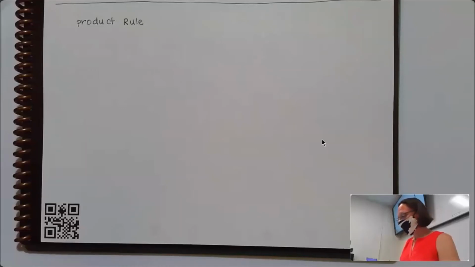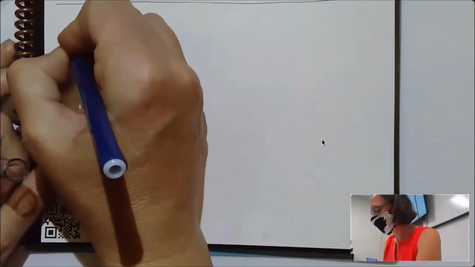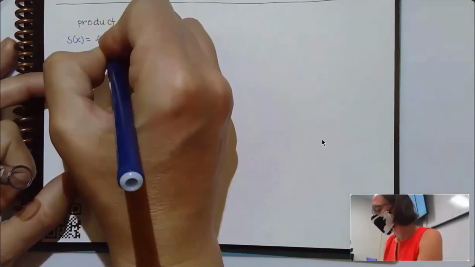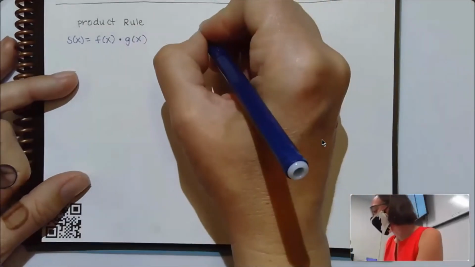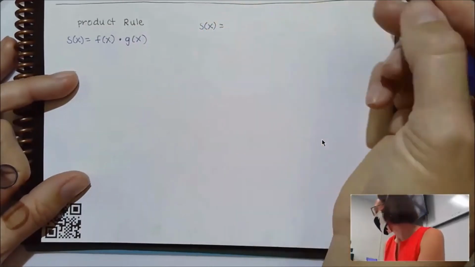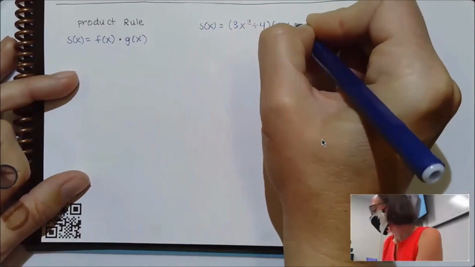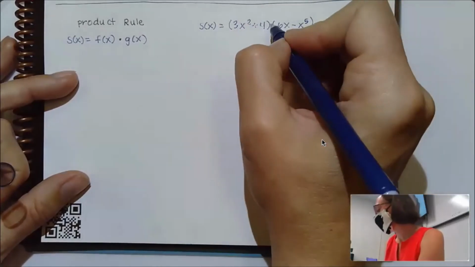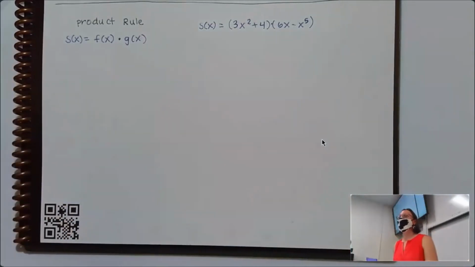So here's what my situation is. I've got some function, S for Sara, cool, there's my function. And it's really like one function times another function. So imagine maybe this is like S of x is equal to 3x squared plus 4 times 6x minus x to the 5th. So I've got two functions multiplied together. And I'm going to use the limit definition of the derivative just because I can.